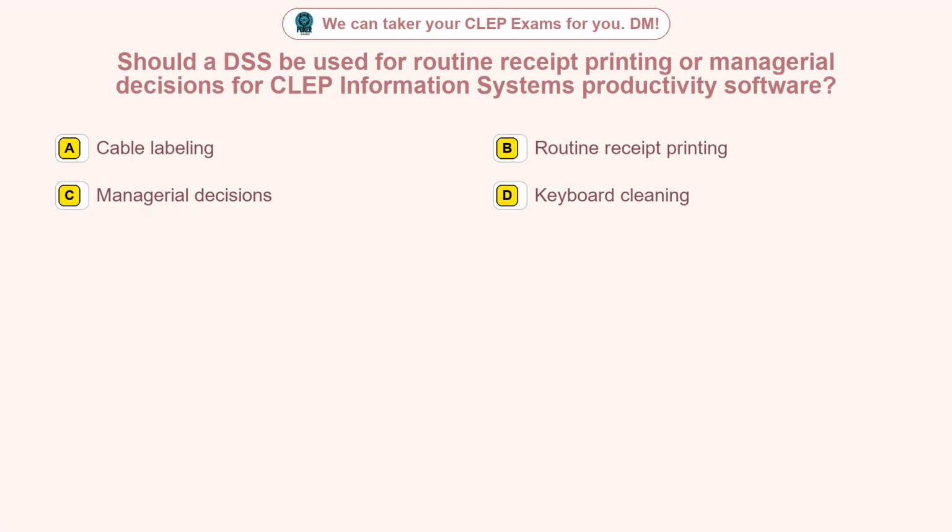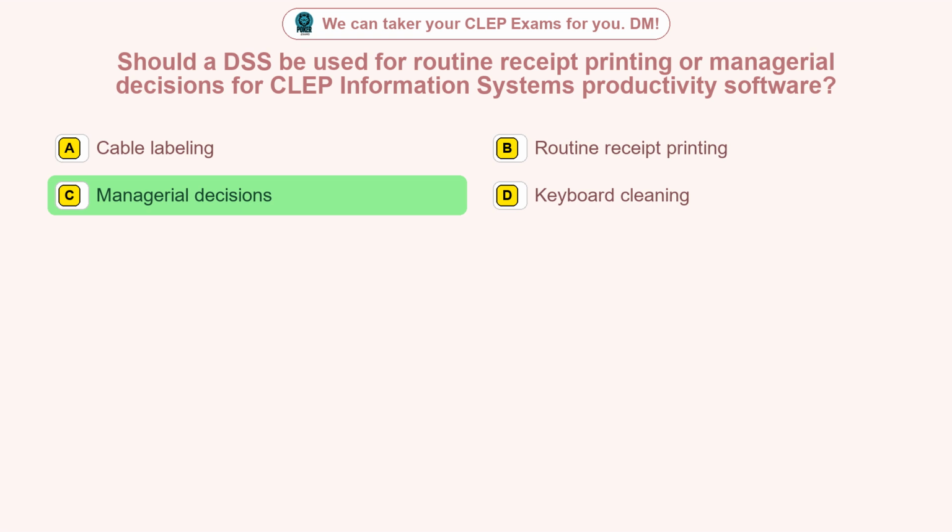Question 8. Should a DSS be used for routine receipt printing or managerial decisions for CLEP Information Systems productivity software? Option A. Cable labeling. Option B. Routine receipt printing. Option C. Managerial decisions. Option D. Keyboard cleaning. The correct answer is option C.